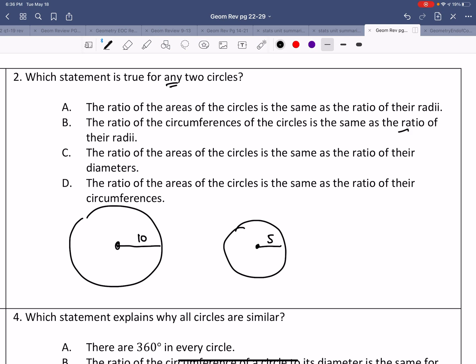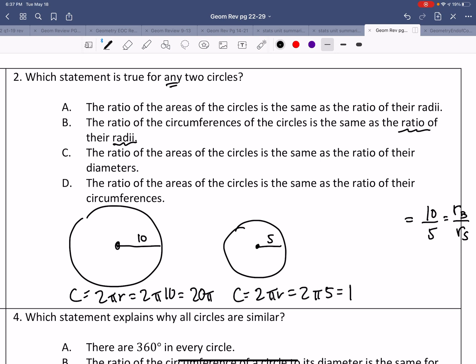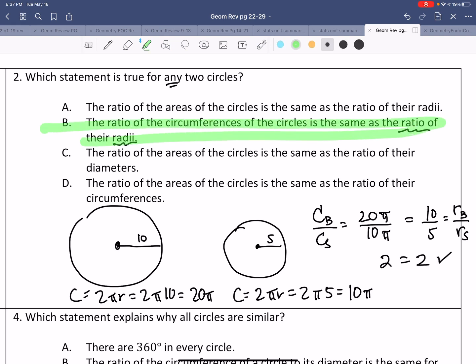What would make the same ratio of the radii? The radii would be 10 over 5, right? The radius of the big one over the radius of the small one. Which ratio would that equal? Well, the circumference of this would be 2 pi r, so 2 times pi times 10, or 20 pi. And the circumference of this one would be 2 pi r, or 2 times pi times 5, or 10 pi. So the circumference of the big one over the circumference of the small one would be 20 pi over 10 pi. Notice both of these would reduce to 2. So they have the same ratio.